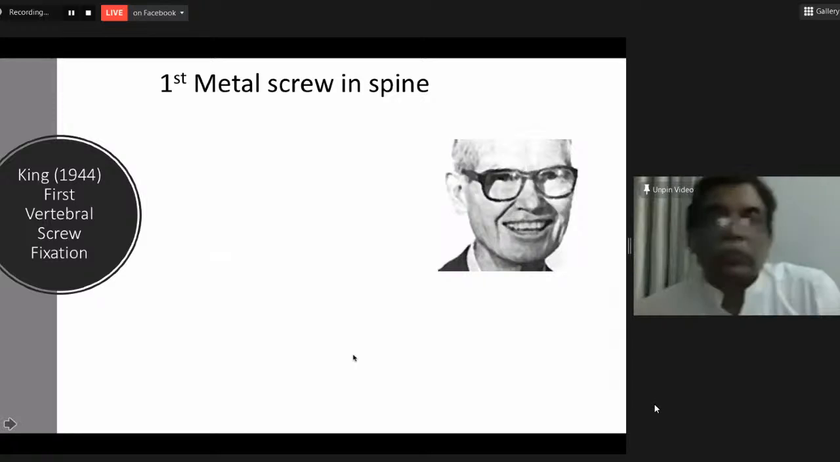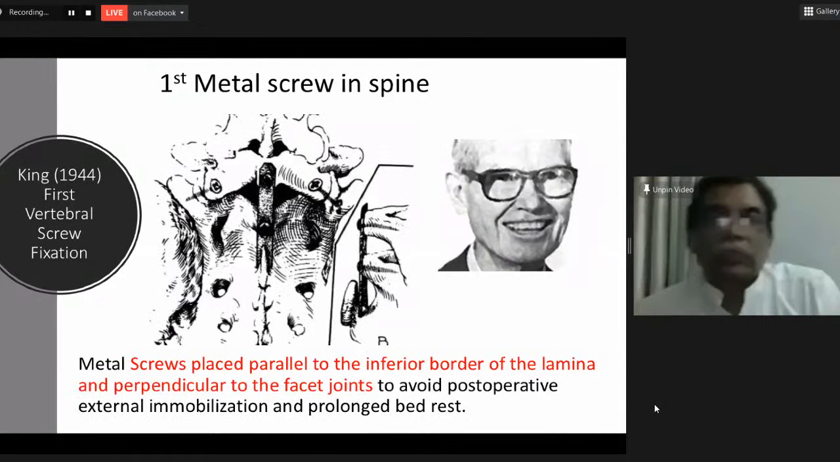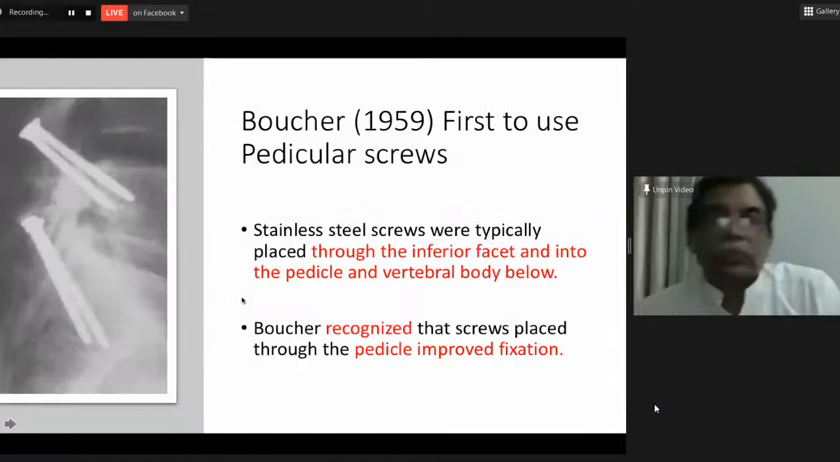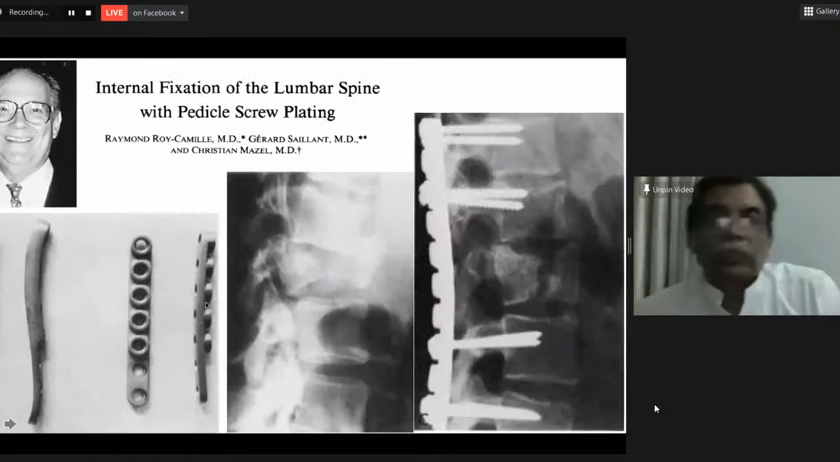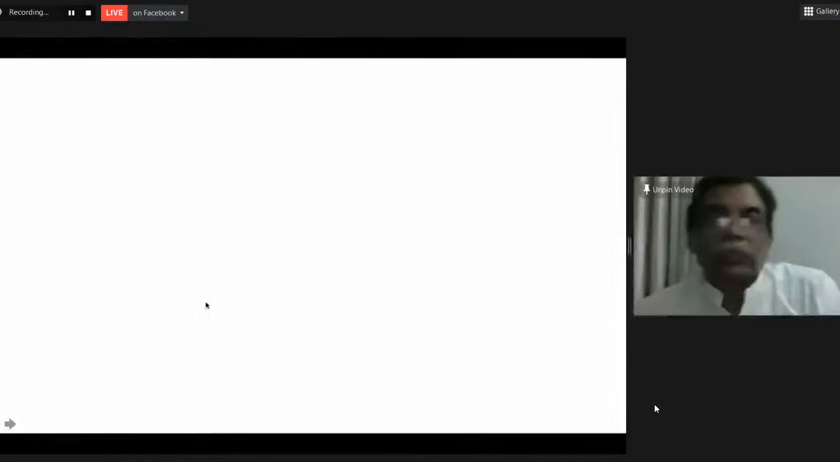Now, the first metal screw in the spine was actually a translaminar screw, and this was developed by King in 1944. What he did, from the base of the inferior lamina, he passed the screw across the facet joint. The second one was Boucher, and he was the person who could utilize, who could know, sorry.